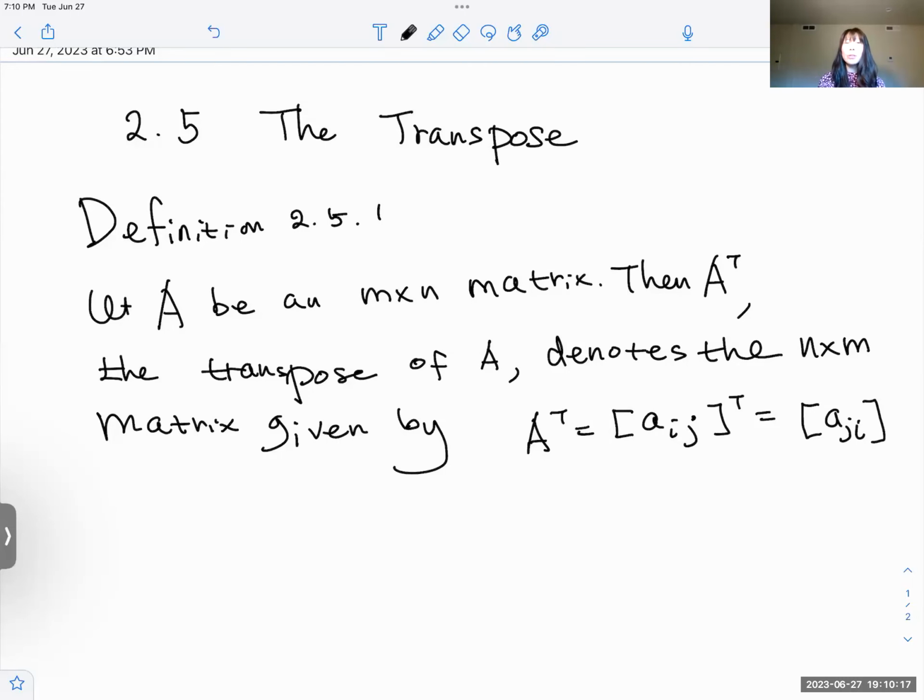Okay, so today we're going to do 2.5, the transpose. Definition 2.5.1, excuse me. Let A be an m by n matrix, then we are using T, the first letter of transpose, so we are reading the transpose of A.